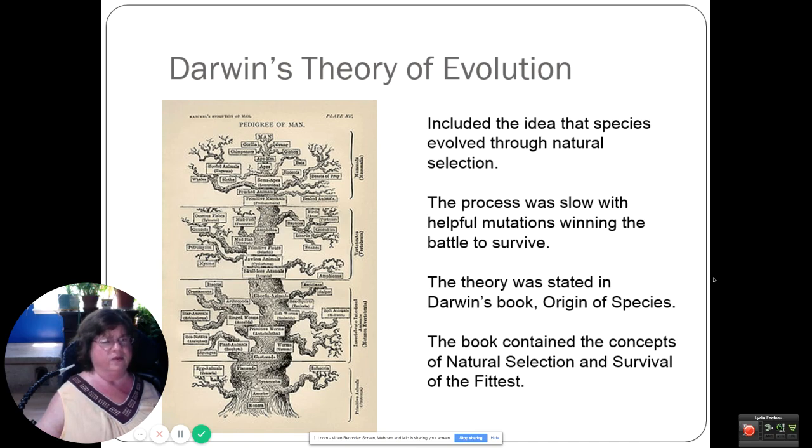But he discovered this process was slow, with helpful mutations winning the battle to survive. And he wrote this in his original book, Origin of Species. And the book contains this concept of natural selection and the survival of the fittest. The idea that the mutation that was best won the battle to live and procreate.